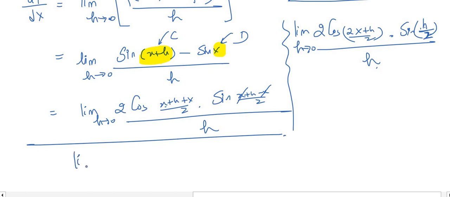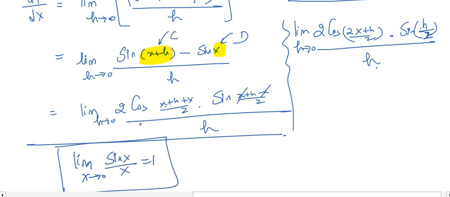If you remember, it says limit, if x is tending to 0, sine x by x is 1. This is the limit formula. The condition for the limit formula was that x and x should match. These two should match. Here it is h by 2, but this is not h by 2, this is h. If this will match, I can apply the formula.